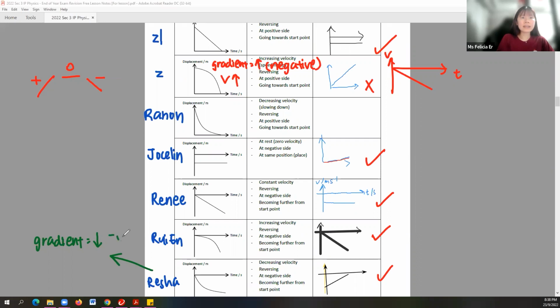This is negative. So gradient means the velocity. That means the velocity is decreasing and it is a negative velocity. That's why you should draw it in the negative region, and then it's decreasing. Decreasing means your speed goes from super fast to at rest. You come to a stop. That is called decreasing speed, right? That's why the graph must try to reach the x-axis to show that your v becomes 0, like you're coming to a stop.